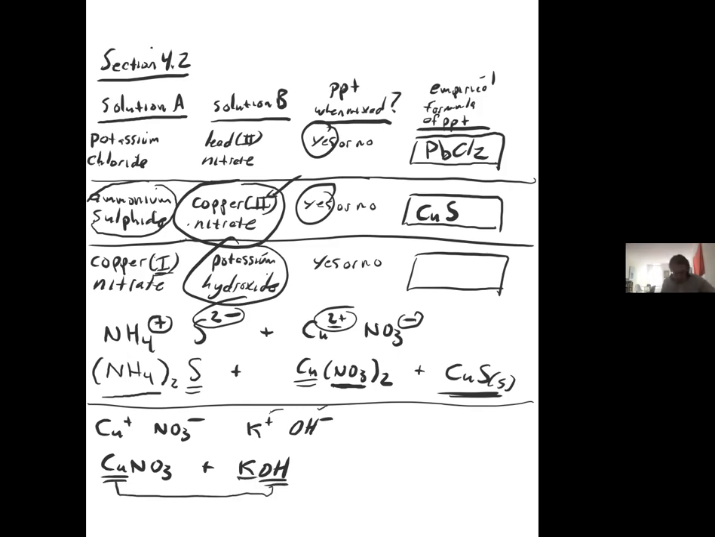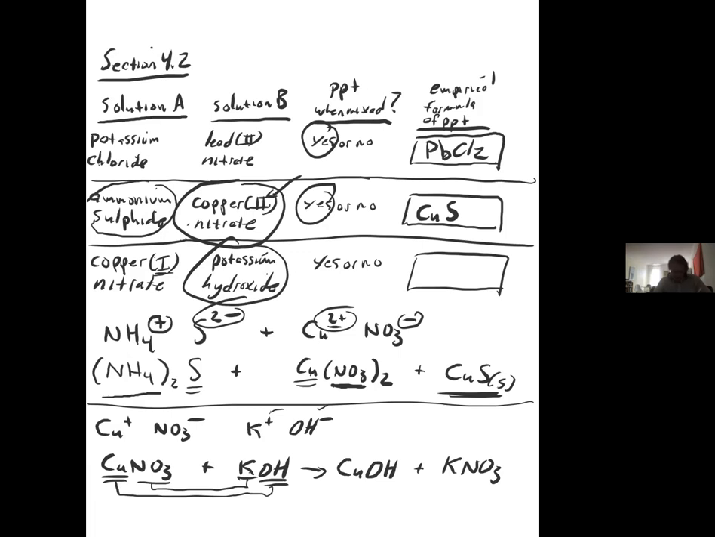Metal goes with non-metal. So these two go to each other. All right, so what do you got? You got your copper with your hydroxide. Copper's +1, hydroxide's -1. Oh, that's perfect. Okay, 1 to 1. And then you got your K and your NO3, both 1. All right, 1 to 1.